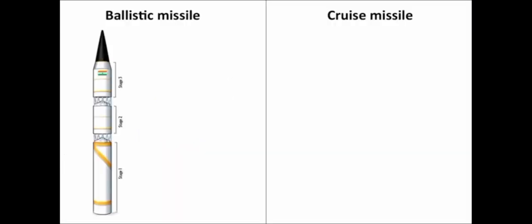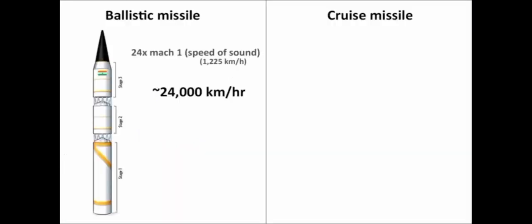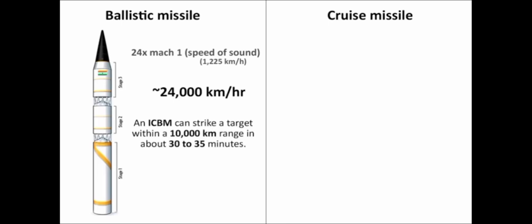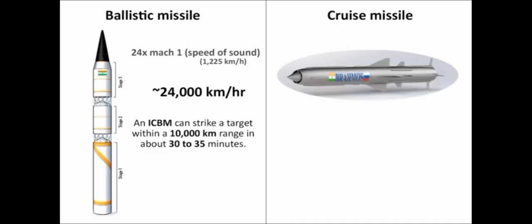Now if you look at the speed of a ballistic missile, the maximum velocity a ballistic missile can achieve is around 24,000 km per hour. I'm giving a rough estimate. An ICBM can strike a target within a 10,000 km range in about 30 to 35 minutes. A cruise missile can fly faster than the speed of sound, that is Mach 2, Mach 3. The most well-known supersonic missile is the Indian BrahMos missile. It is currently the fastest operational supersonic missile, capable of flying at a speed of 3,700 km per hour.